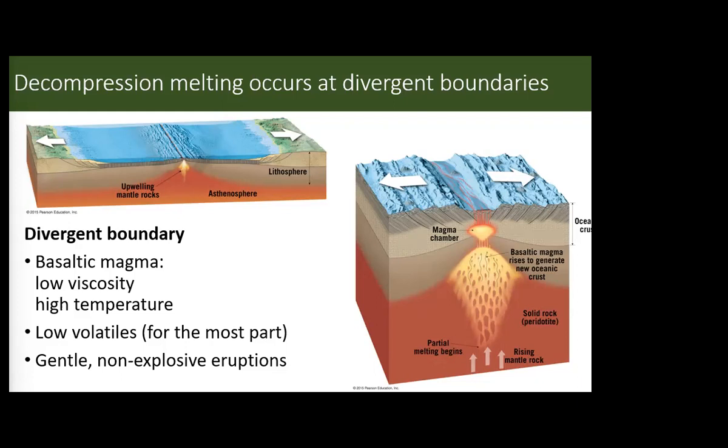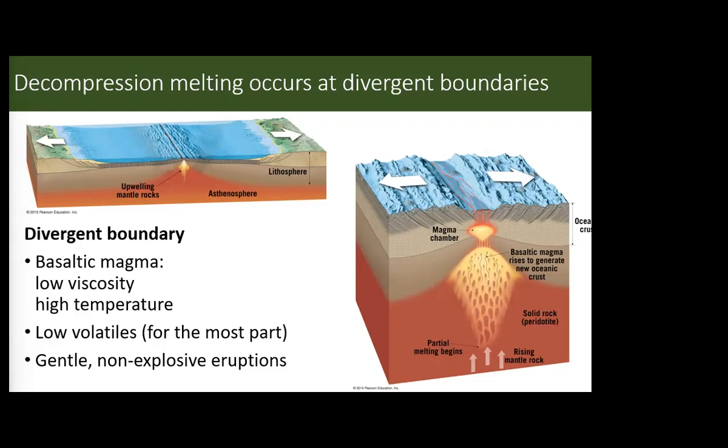We don't have a lot of volatiles because all of this magma is sourced from the mantle. So we don't have the water vapor, we don't have the CO2, we don't have anything that's going to volatilize that melt more. So instead of getting violent eruptions, we're going to get very gentle, non-explosive eruptions. This is the most common type of eruption that we get. We don't see it very often because obviously it's at the bottom of the ocean. We're not going to see it at all.